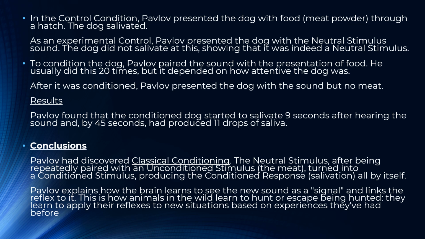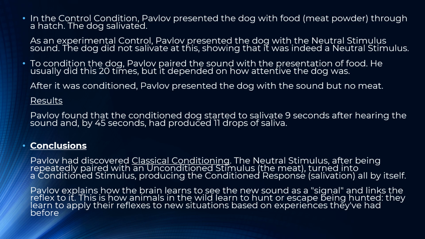So Pavlov had a baseline control condition. He presented the dog with food through the hatch and the dog salivated. That was necessary in order to measure the difference in saliva to what would be the experimental conditions. The experimental condition was when the food was presented with the neutral stimulus, which was the bell or the metronome, at the same time as the food. So you had those various stages that we saw on the diagram earlier.